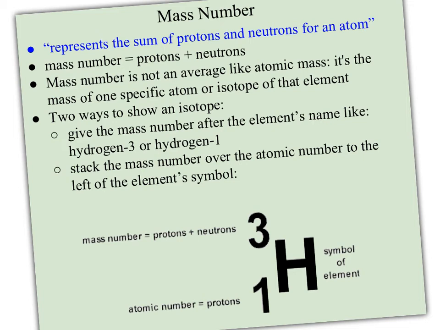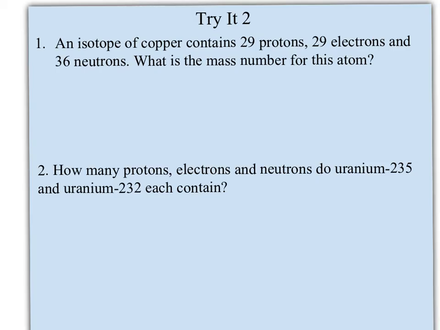There are two ways to show an isotope, or what they call isotopic notation. You can give the mass number after the element's name, like hydrogen-3 or hydrogen-1. In this case, you'd have to look up the atomic number, but since you know what the element is, that's not real difficult to do. The other thing they do is stack the mass number over the atomic number to the left of the symbol. So mass number on top, 3 for hydrogen-3, and then the atomic number for hydrogen is always 1, so that's on the bottom. These are the two ways to show you have an isotope and which isotope you have.